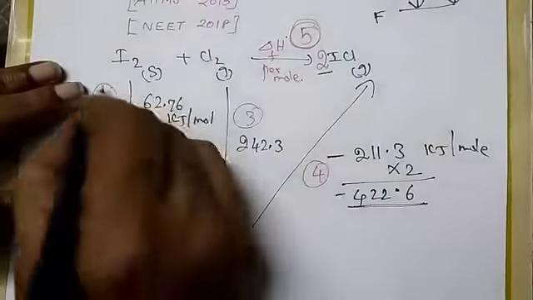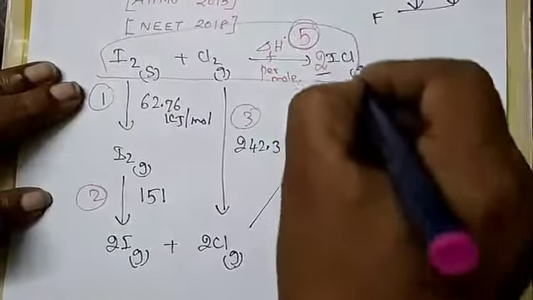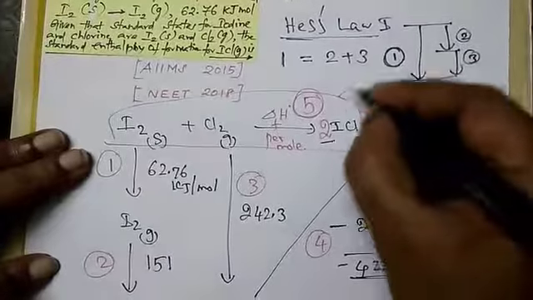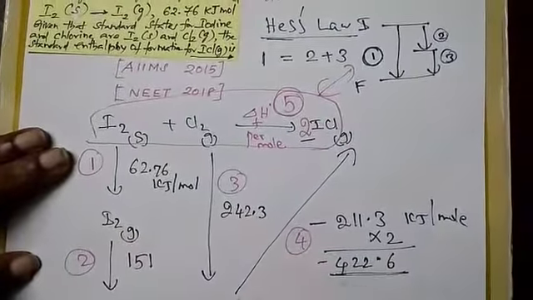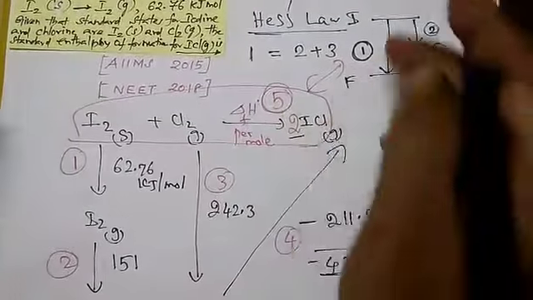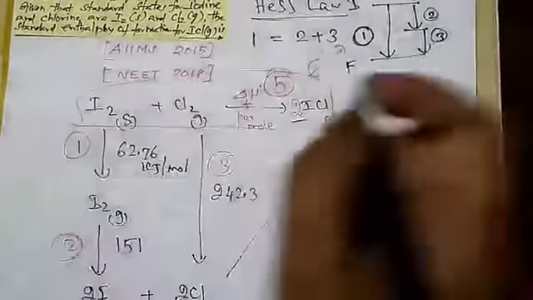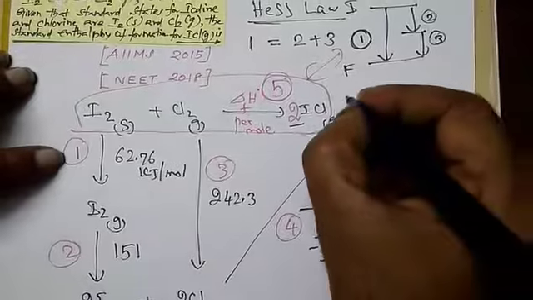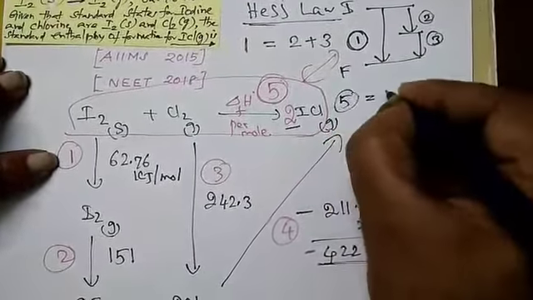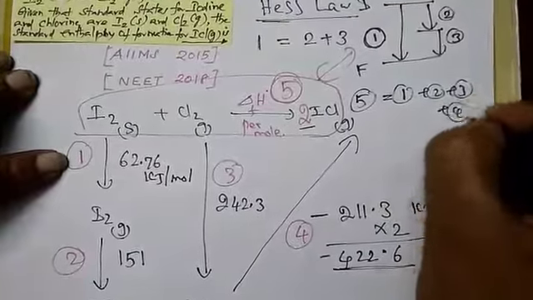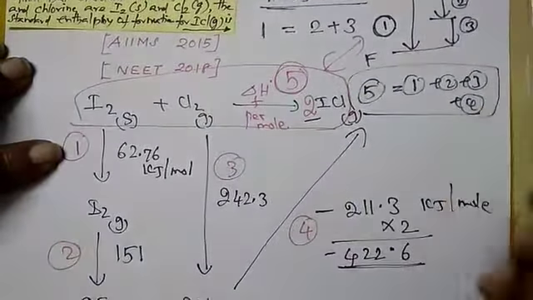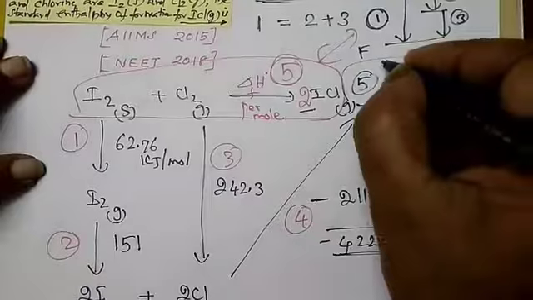Now this is the overall change in a single step. Okay, this is what I am matching. So the sum of 1 plus 2 plus 3 plus 4 is equal to 5. Based on that, let me write it: 5 is equal to 1 plus 2 plus 3 plus 4. So this is the knowledge. So what they are asking is this.